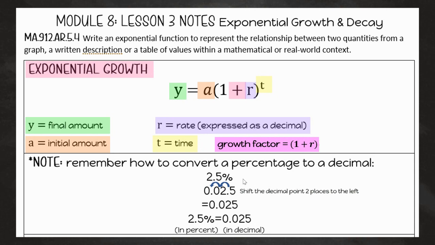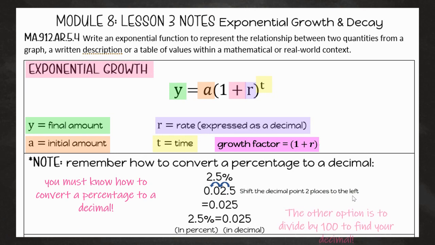Now, remember how to convert a percentage to a decimal? It may seem silly, but it's something that students often make a mistake with. So if you have 2.5%, your rate is not 2.5, it is going to be 0.025. So we have to remember to shift that decimal point 2 places to the left. So our rate, if we're given a percent, is actually going to be 0.025. Just something to take note of, because a lot of times with our word problems, we're given a percent, but we have to remember to convert that to a decimal.